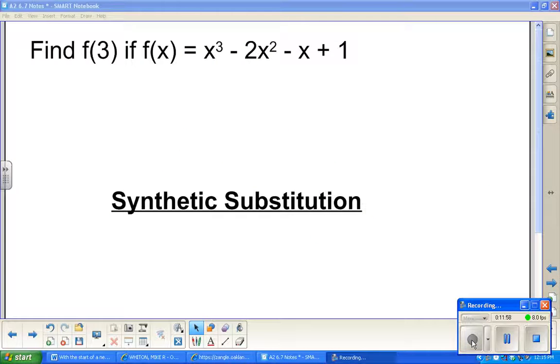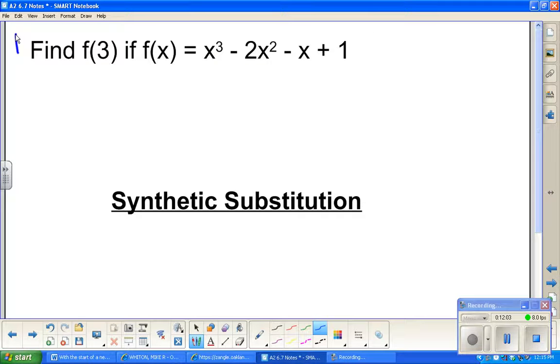Then the last thing in this section is called synthetic substitution, but I'm going to have you guys start by doing this without knowing the new method. This is something we should know how to do from a long time ago. How could we find f of 3? This is just saying substitute 3 in for x, right? F of 3 means plug 3 in for x and then simplify. It's perfectly fine to do it this way, so let's plug in 3 for x.